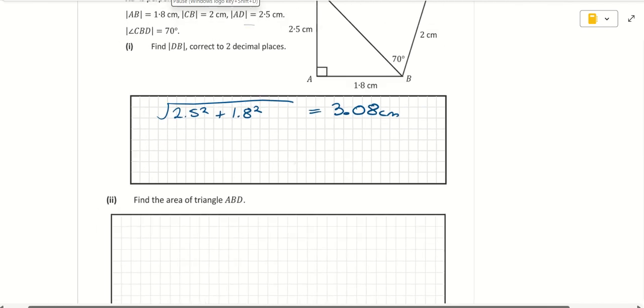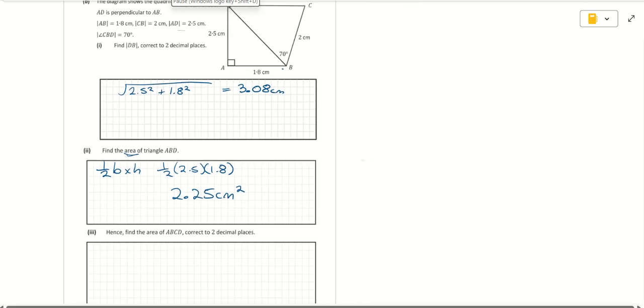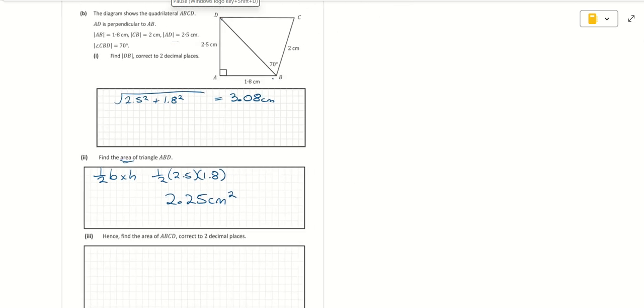Okay, find the area of triangle ABD. Okay, we've got a right angle, so we can actually do this a nice easy way. It's a half the base times the height. So that's a half 2.5 times 1.8. That will give you a nice 2.25 centimeters there. Sorry, area, that's centimeters squared. Just be careful to make sure you get the things right. Then hence, find the area of ABCD.